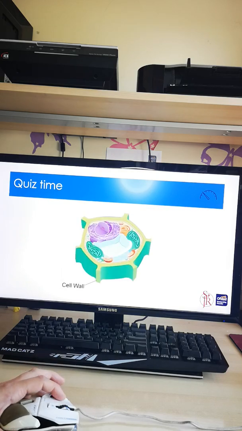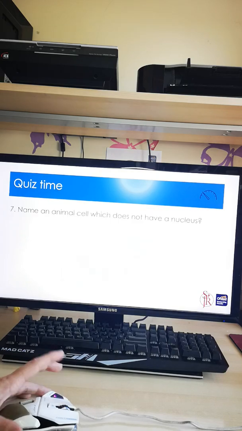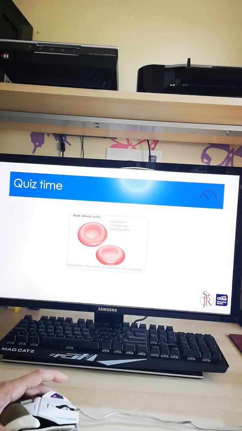The cell wall. Question number 7. Now, did you pick this one up? Name an animal cell which does not have a nucleus. I'm hoping red blood cell pops straight into your mind after that recap with the exam question.